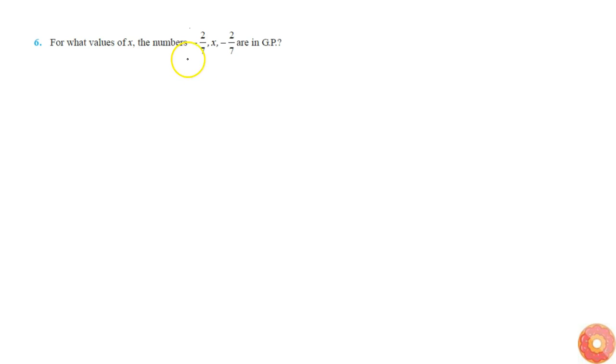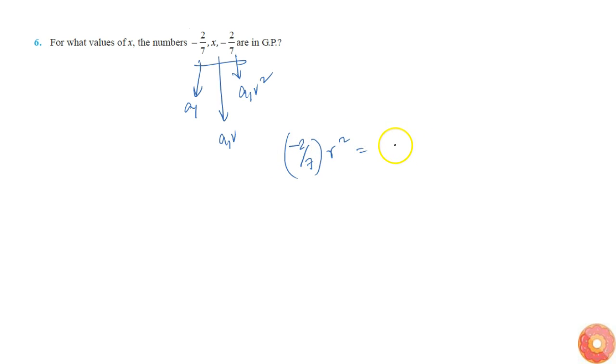Here we are asked for what values of x these three numbers are in GP. GP means this is A1, this is simply A1R, or simply AR. This will be A1R square. So A1R square will be equal to minus 2 by 7, which is A again. A into R square is equal to minus 2 by 7.